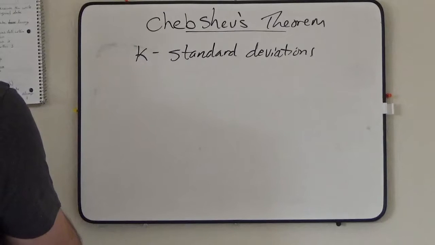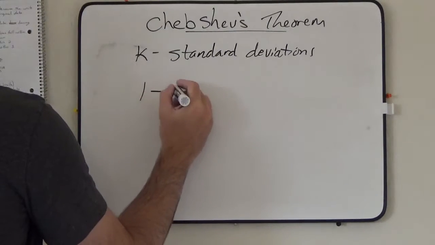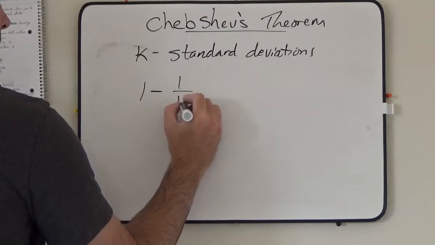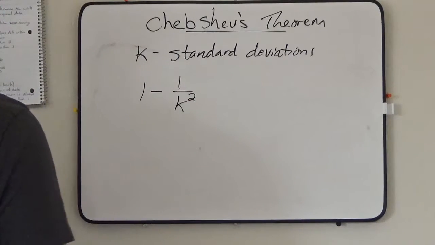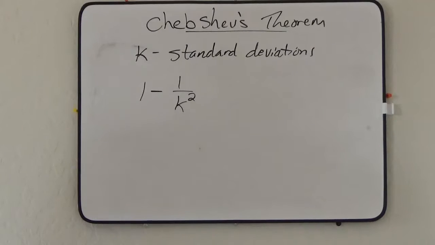The formula: all points lie within 1 minus 1 divided by k squared, where k has to be greater than 1. So the proportion of any set of data lying within k standard deviations, k meaning 1, 2, 3 standard deviations, is always 1 minus 1 divided by k squared.